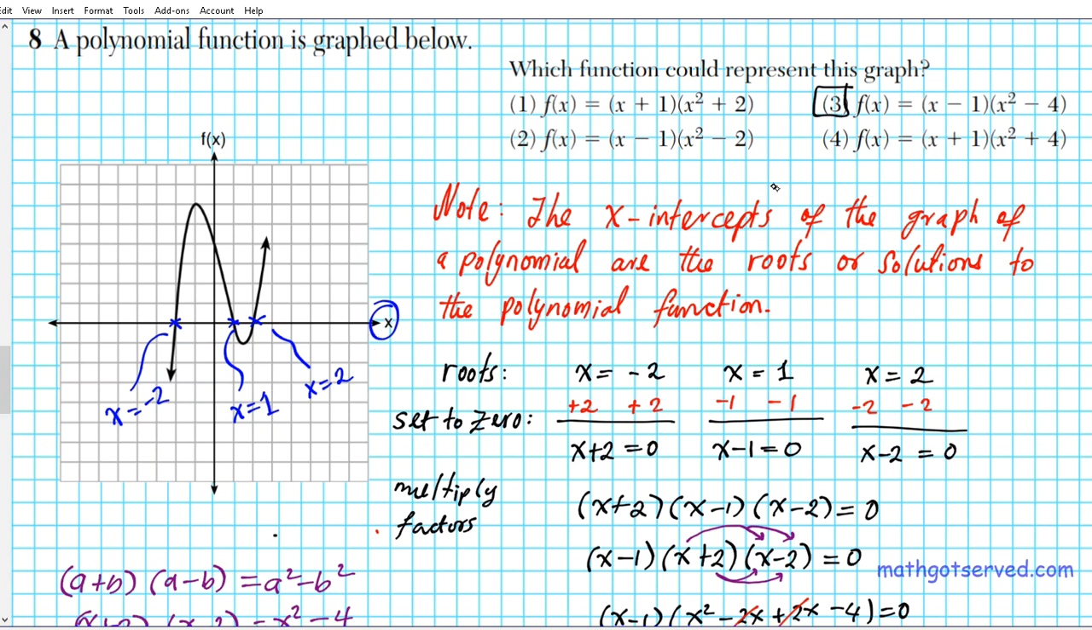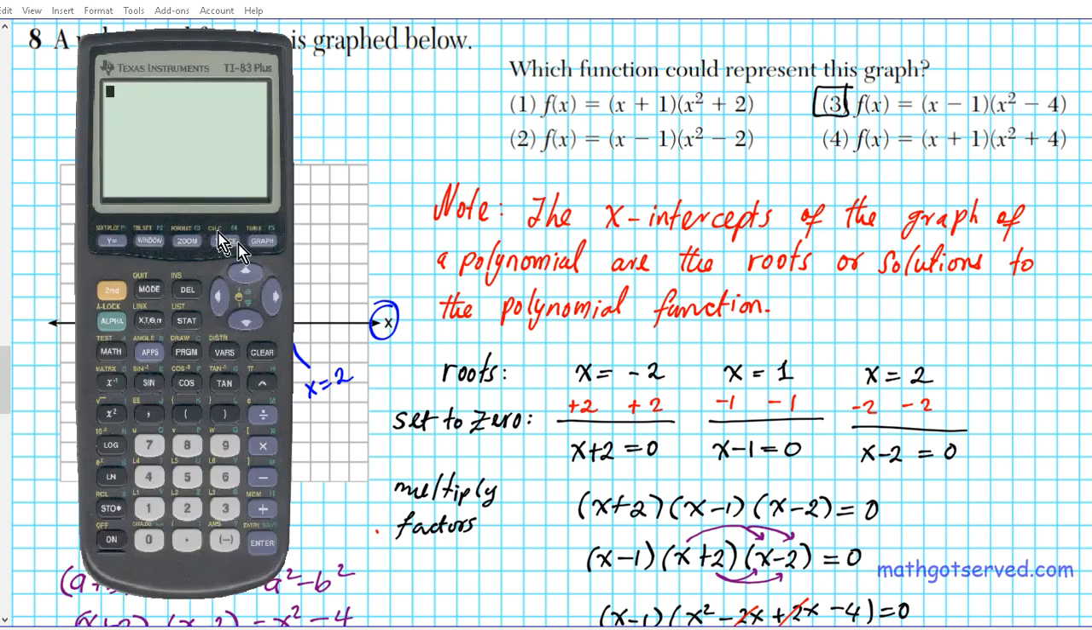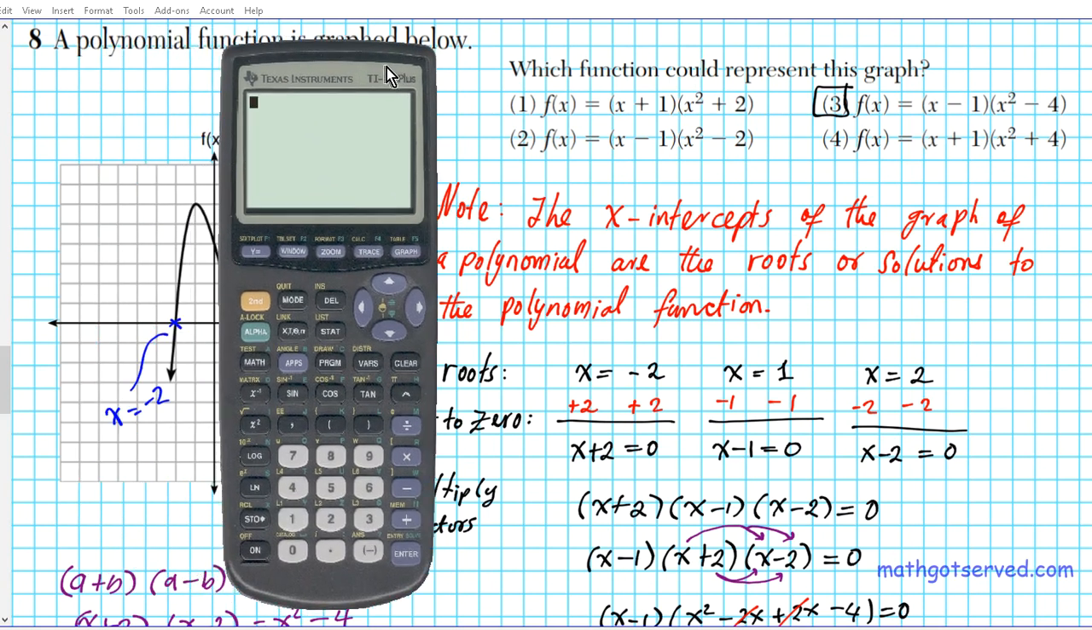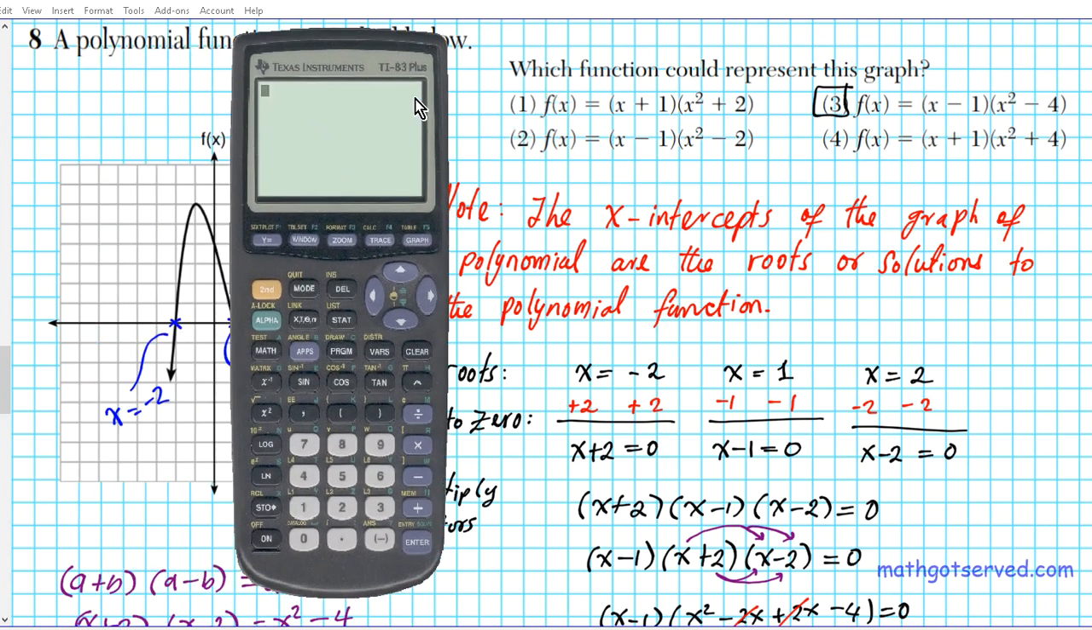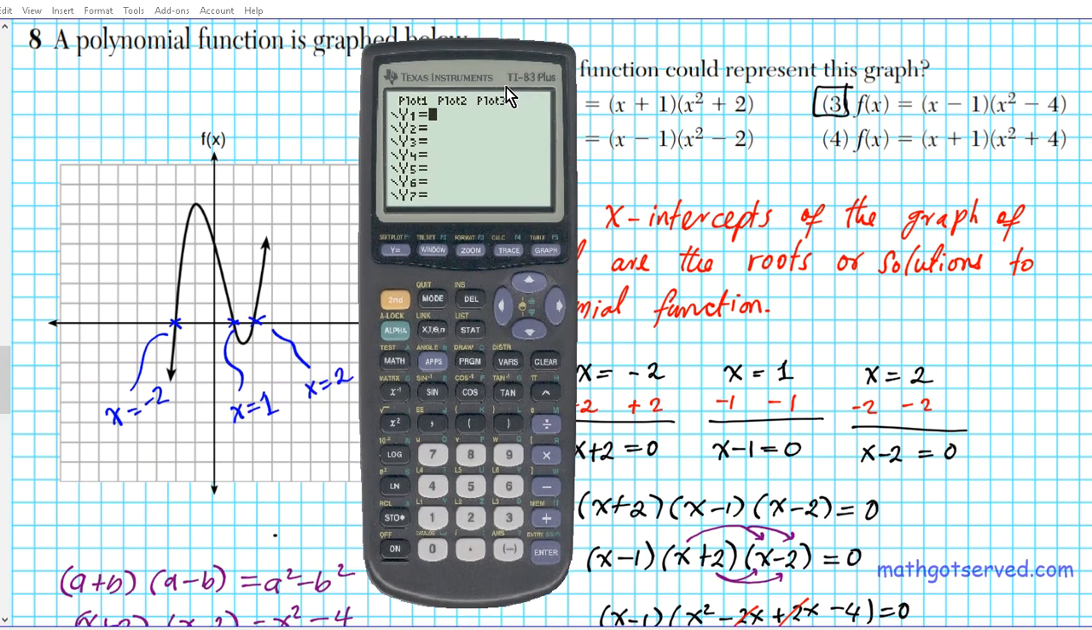Another way you can do this problem is you just plug in these functions into the graphing calculator, and then you will see which one results in a graph that looks just like this. Let's take a look at how to do this using the graphing calculator. Of course, if you're doing it with a graphing calculator, you have to graph all 4 and see which one matches. We already know what the answer is, so I'll just show you how to graph the correct answer, and then you will see how it compares with the graph, okay?